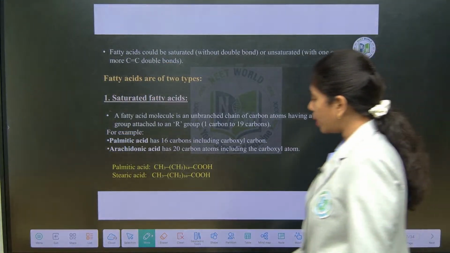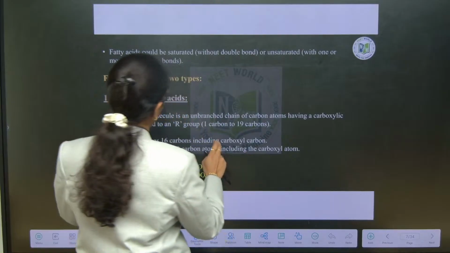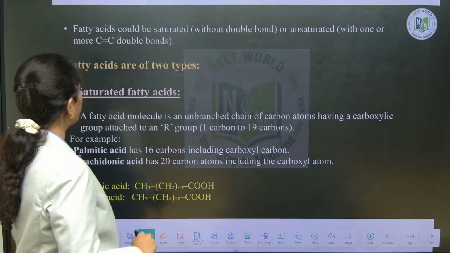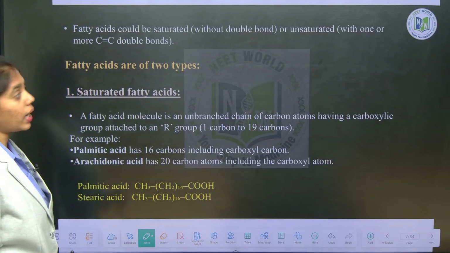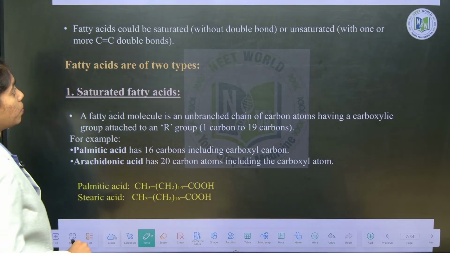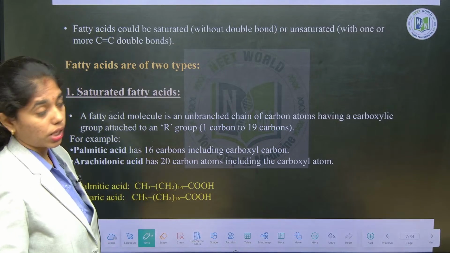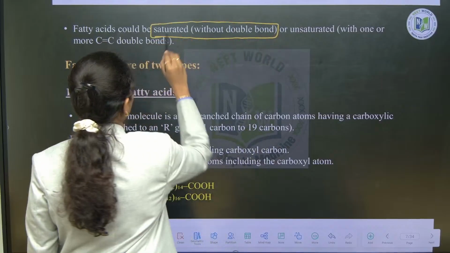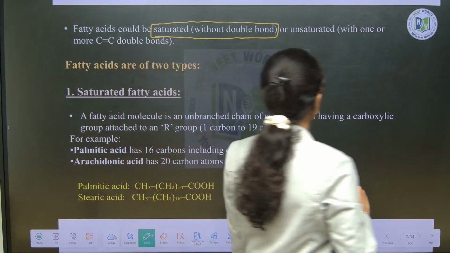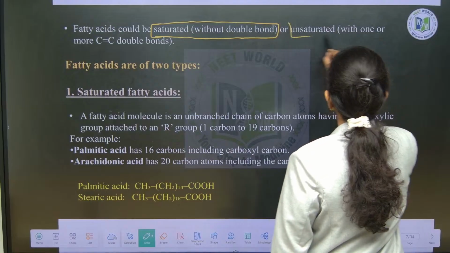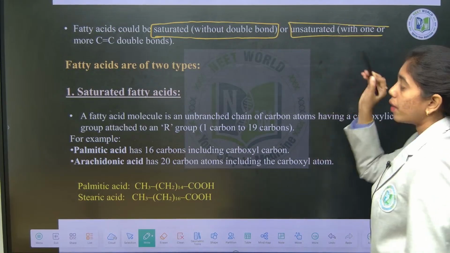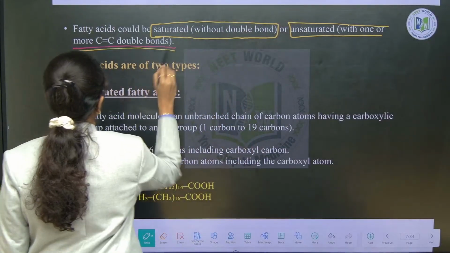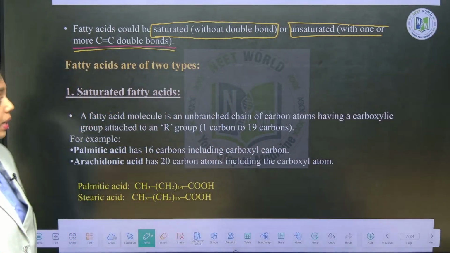Next, fatty acids could be saturated fatty acids or unsaturated fatty acids, based on the number of bonds present between carbons. Saturated fatty acids have no double bond between them, whereas unsaturated fatty acids have one or more carbon-carbon double bonds.